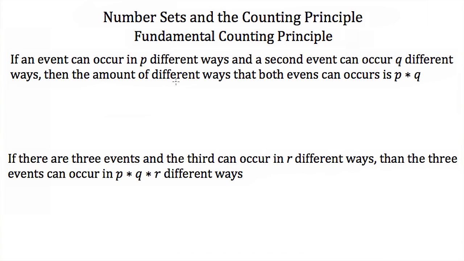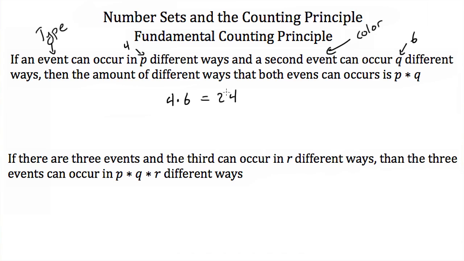The fundamental counting principle basically states if an event can occur in P different ways, the event would be Dana choosing the type of car, which occurred in 4 different ways. And a second event can occur in Q different ways. You can think of this second event as choosing the color, and that can occur in Q different ways. Well, there were 6 different colors to choose from. Then the amount of different ways that both events can occur is P times Q. 4 times 6 is 24.